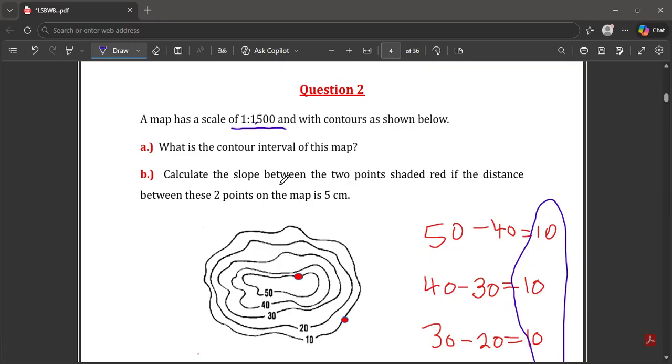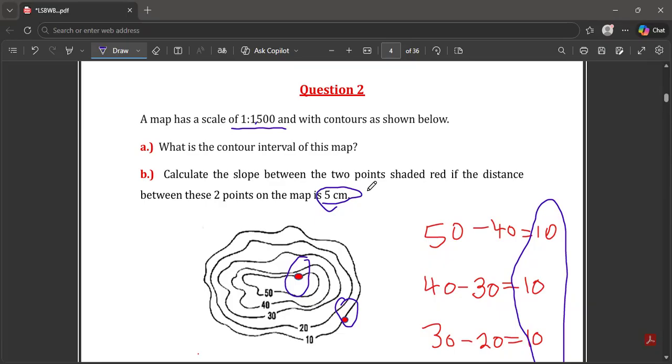They say you should calculate the slope between the 2 points shaded red. You can see the points shaded red. This is one over here, this is one over here. And if the distance between these 2 points is 5 centimeters, what are you supposed to do? You realize all this distance over here is in meters, the 50, 40, the contour intervals, they are in meters. So you have to also convert this 5 centimeters to meters before you can use it to work.